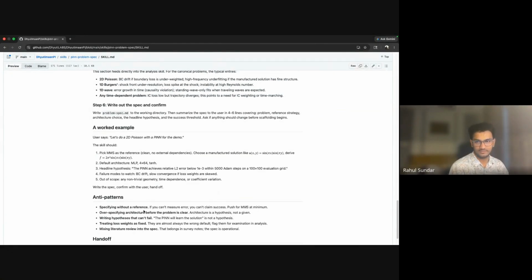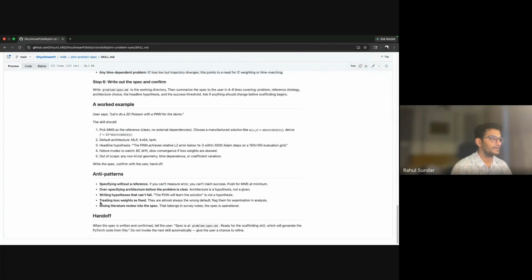Again, anti-patterns: specifying something without a reference cannot help. I mean, ideally, you want to prevent it from hallucinating. You want it to pick up things from given literature, and then frame certain additional modifications and reason on them.